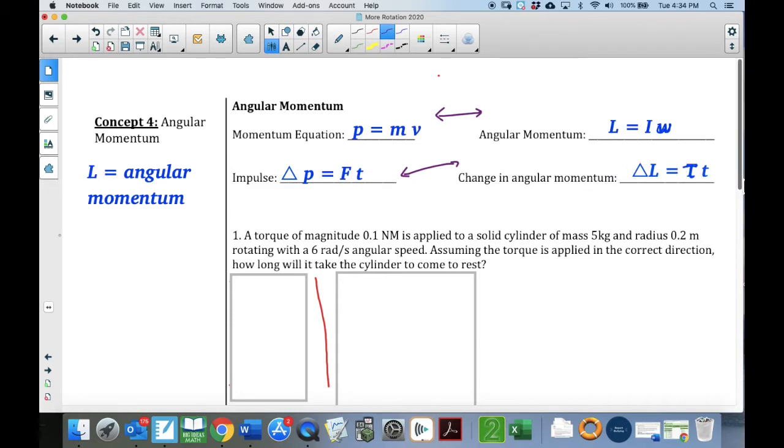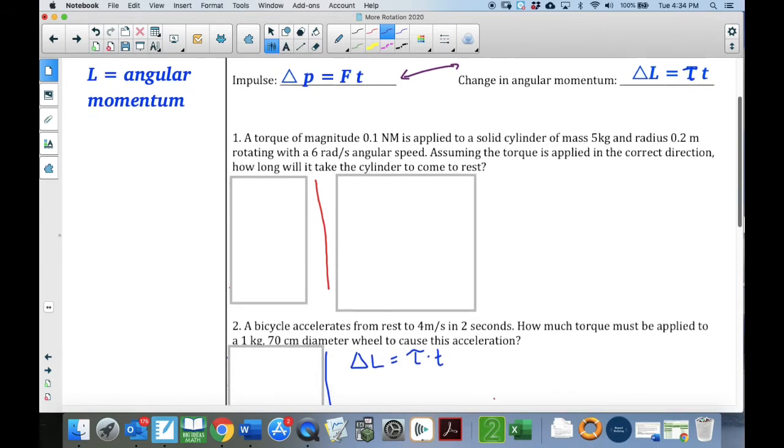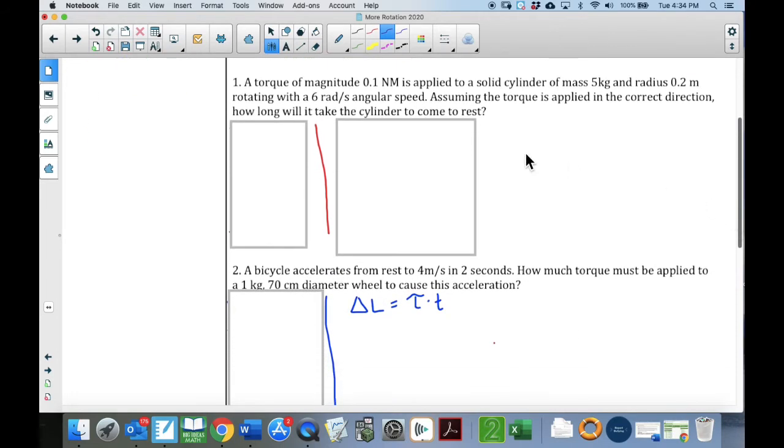So let's go ahead and jump into a couple of examples, just 2 examples on this page. The first question: a torque of magnitude 0.1 Newton meter is applied to a solid cylinder of mass 5 kilograms and radius 0.2 meters, rotating with a 6 radian per second angular speed. Assuming the torque is applied in the correct direction, how long will it take the cylinder to come to rest?